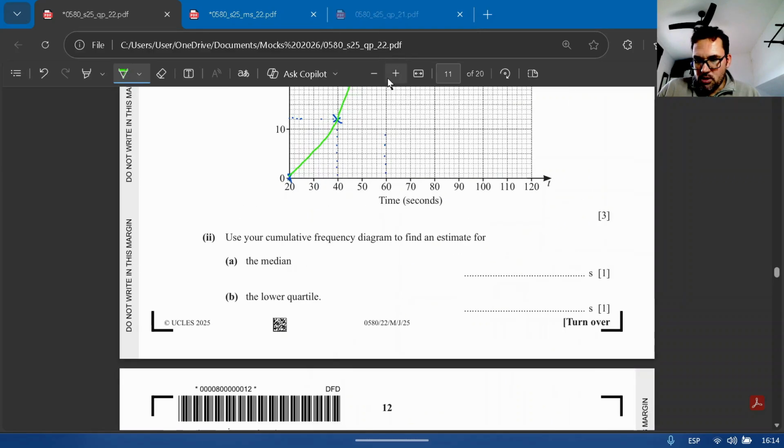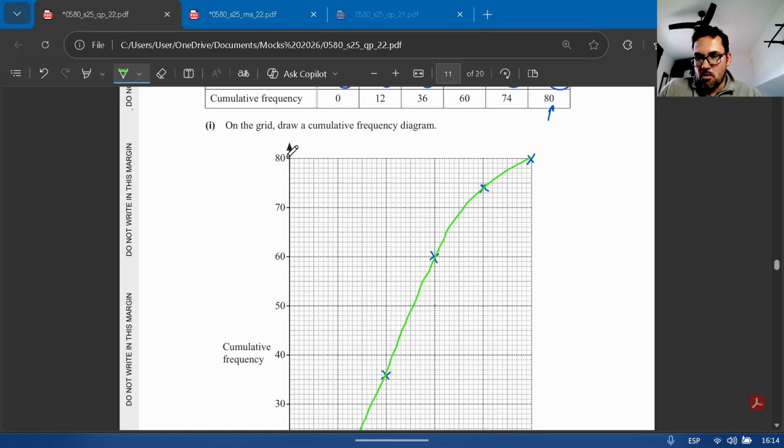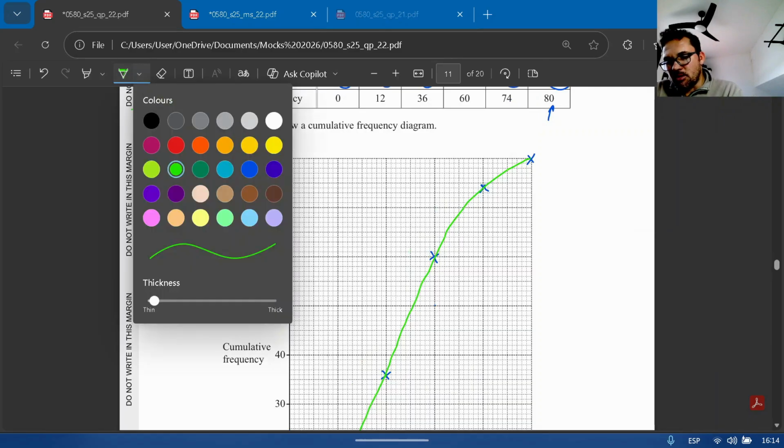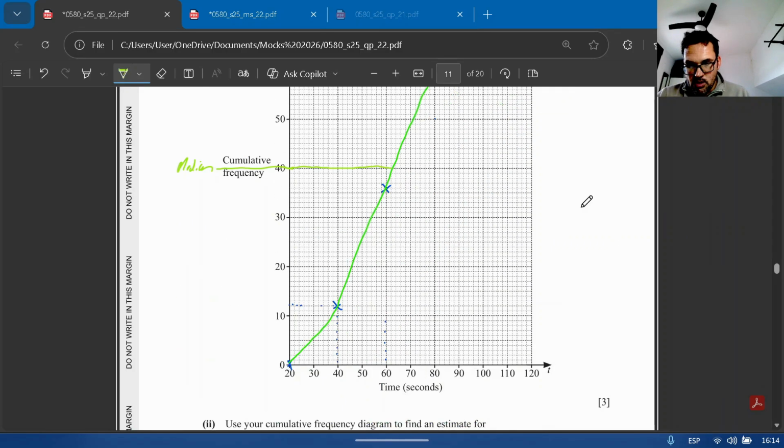Let's look at the questions. Use your cumulative frequency graph to find an estimate for the median. The median, the middle of course, so middle of 80 people is 40. So the median will be at 40. So we need to use the graph. So we should go across. It's better to use a ruler here, but I don't have a ruler at the moment. So you meet the graph and then you go down. Show this on your graph, then you're more likely to get the marks.